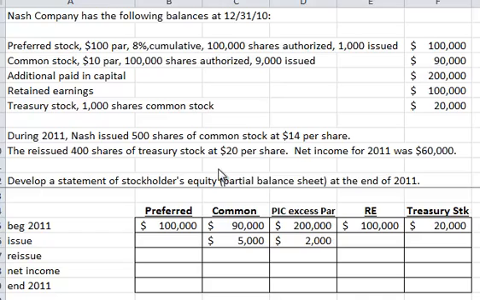The next thing they did was reissue some shares. We already had shares in Treasury, as we see here, and apparently they're going to reissue some of those shares. So that's going to reduce our Treasury stock account by the amount that was reissued.